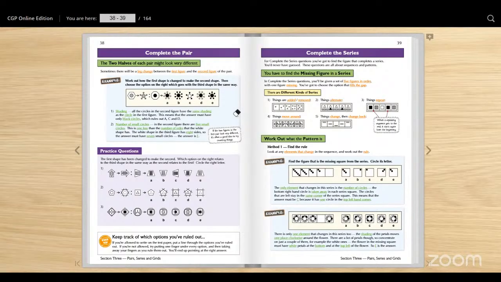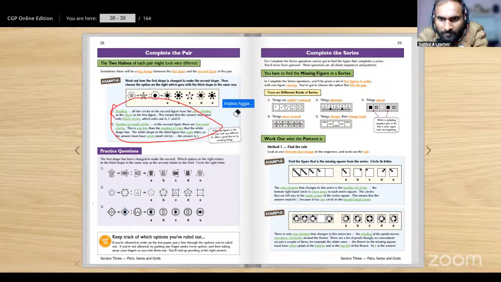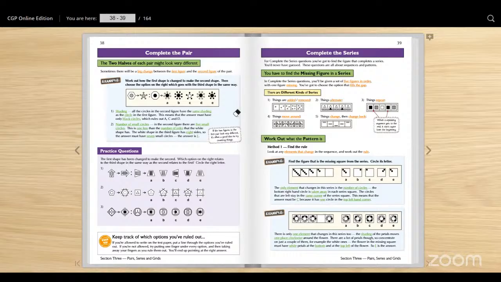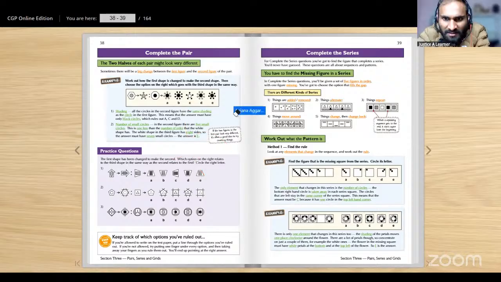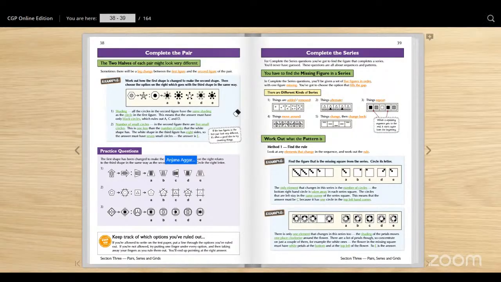Okay, reading this. Let's read if there is anything different. But the answer is C. The answer is E. You told it, yeah, right. Yeah. Okay. Shading.